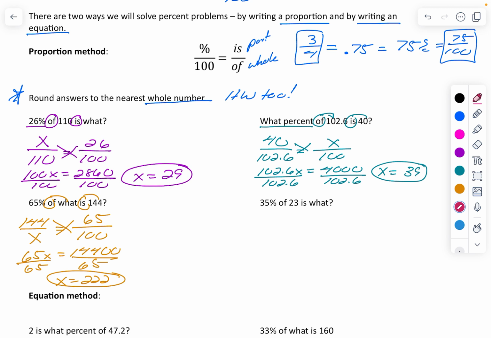Last one, I encourage you to try this one on your own, and then push play, pause it, try it on your own.